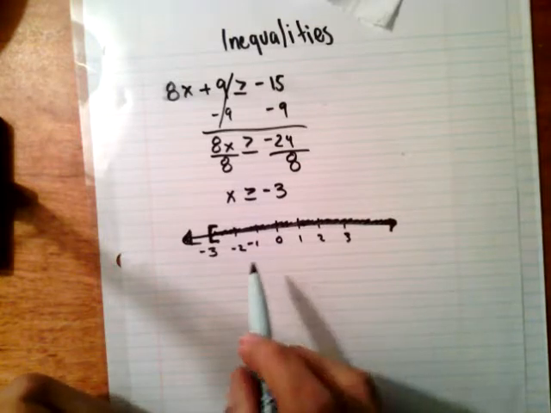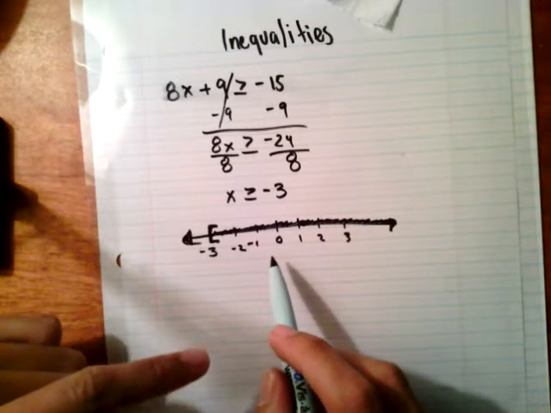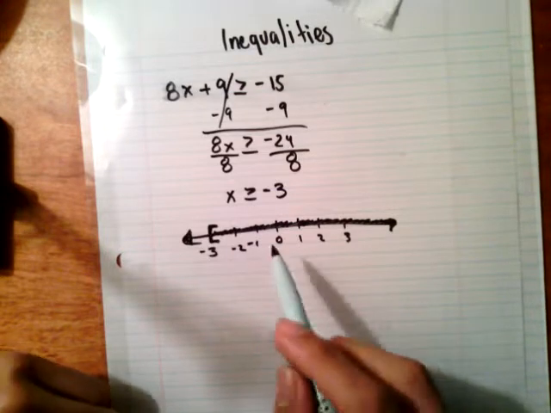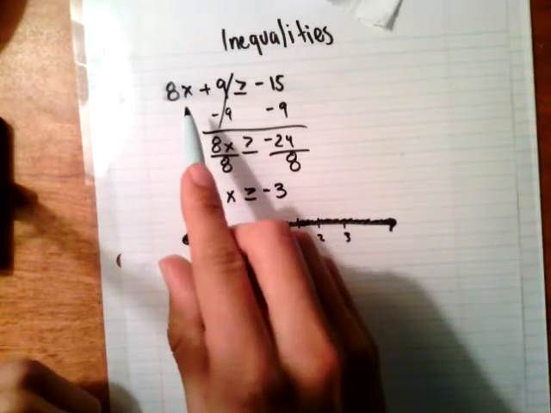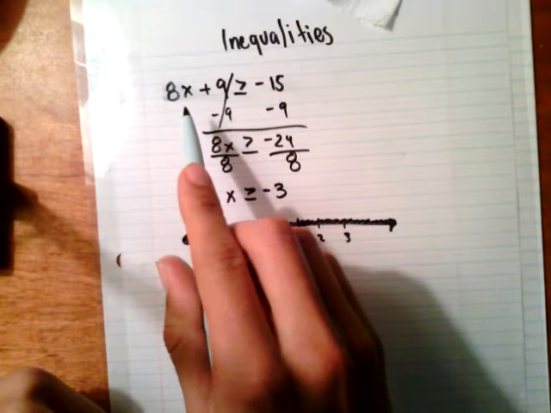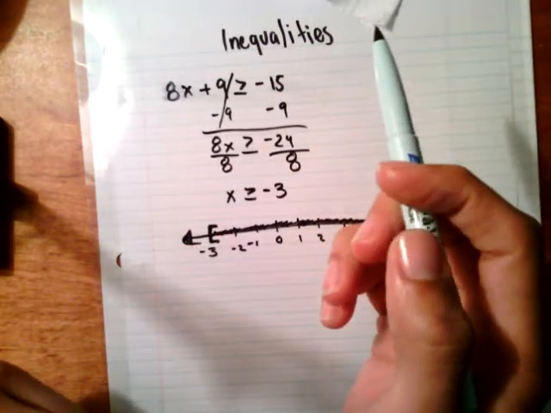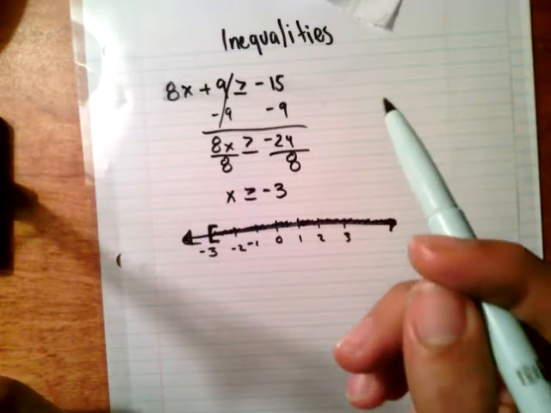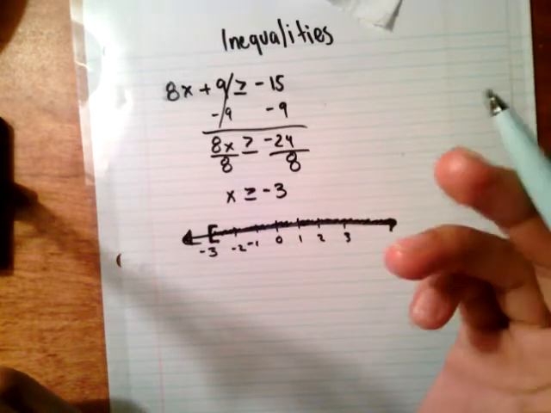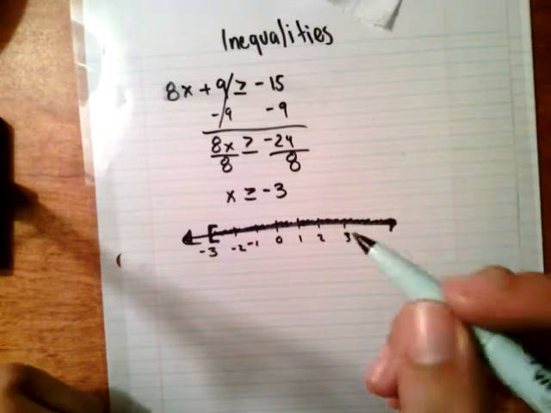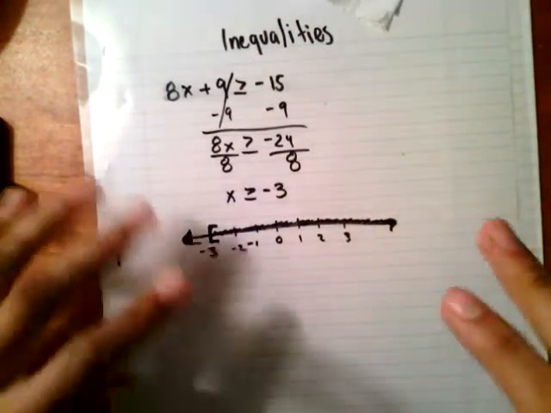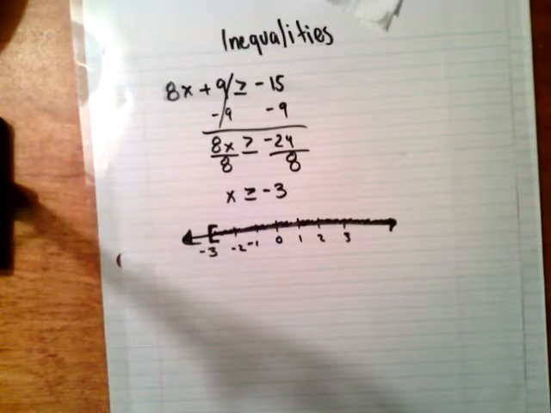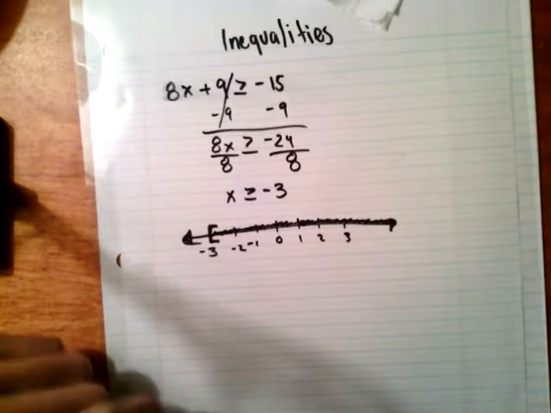So for example, one of these values that we can look at to check if this is true, we can plug in 0. We have 8 times 0, that gives us 0, plus 9, so we have 9. Is 9 greater than or equal to -15? 9 is definitely larger than that, because 9 is positive, and any positive number is larger than a negative number. So this holds.